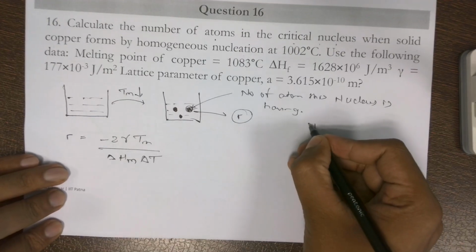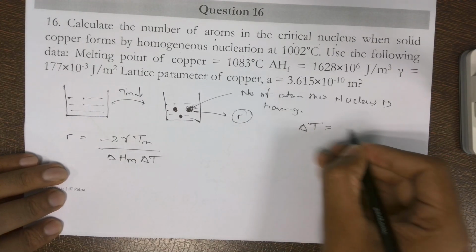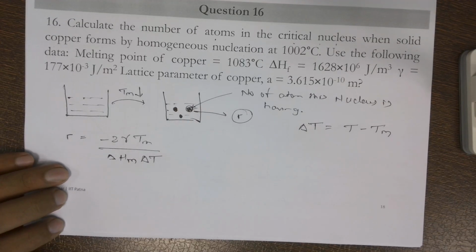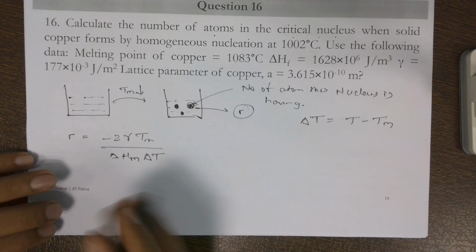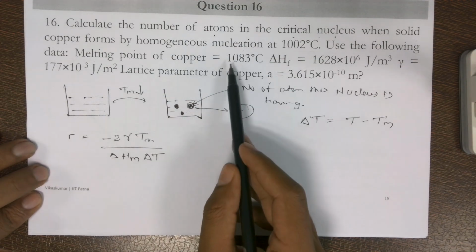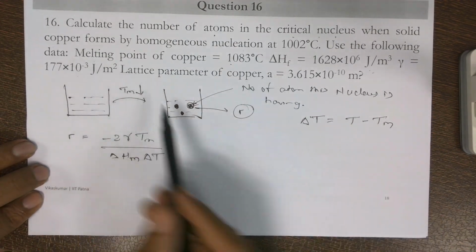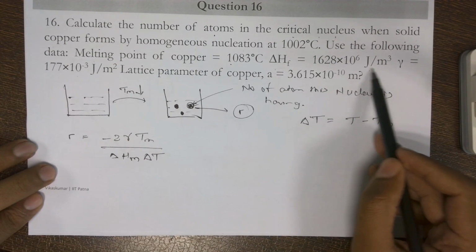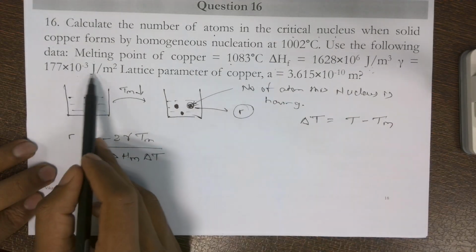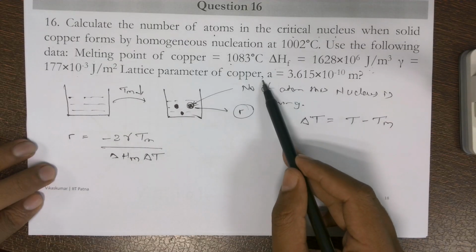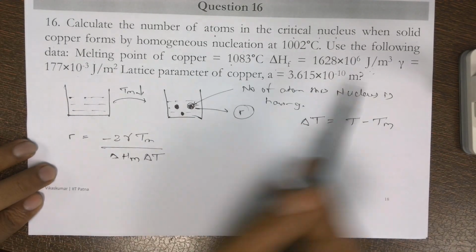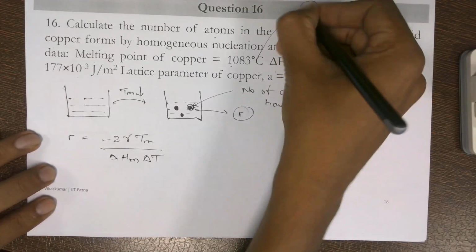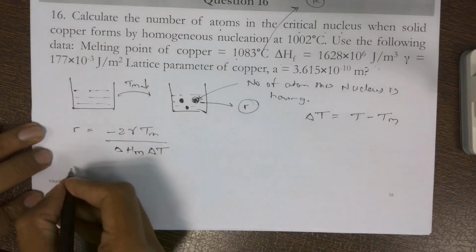Delta T is equal to T minus Tm. Okay. Now, we have all the values. You can see the delta Hf, the enthalpy of formation, is given in joule per meter cube. The surface energy is given in joule per meter square, and whatever values are given to us are all in SI units. Only the temperature we have to change from degree Celsius to Kelvin, and that we can do. Now let's try to answer this.